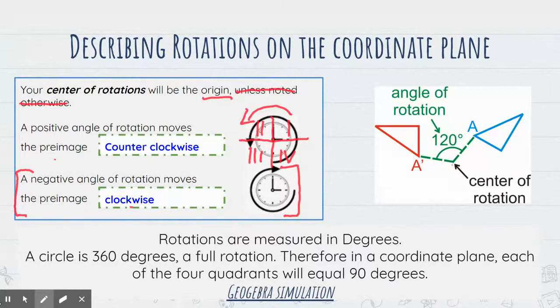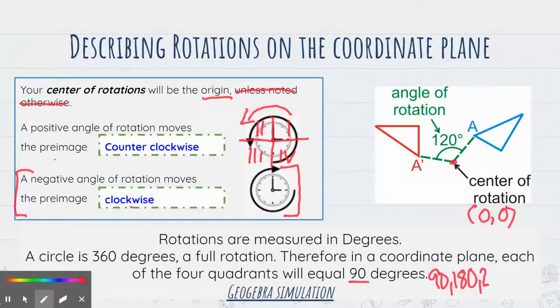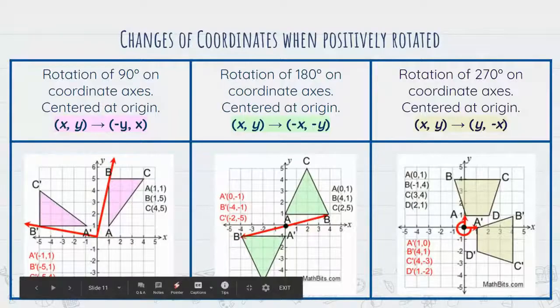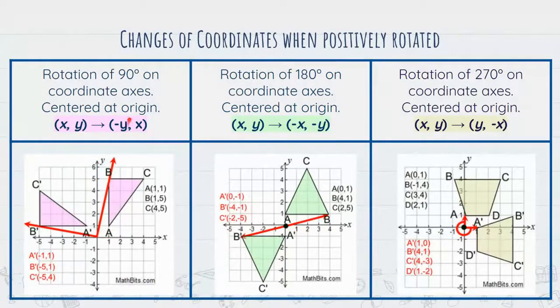Okay, so if you look at this diagram here, the center of rotation will always be the origin. It's 0, 0. Our angle of rotation, this is a positive 120 degrees. That's how much it's rotated. But your angles will always be in multiples of 90. So we're going to go 90, 180, 270, and 360. And 360 brings us full circle all the way back to the pre-image. So it changes the coordinates when positively rotated.